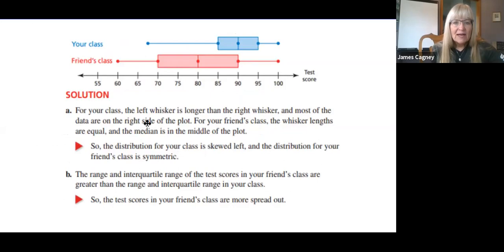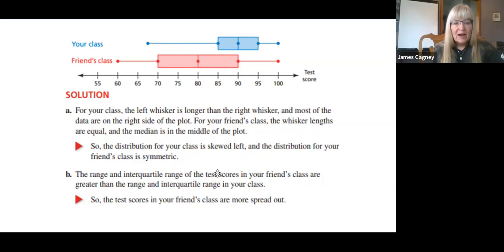So for my class, the left whisker is much longer than the right. Most of the data is on the right. For my friend's class, the whisker lengths are equal and the median is in the middle. The distribution for my class is skewed left. This tail is much longer over here. The distribution for my friend's class is symmetric.